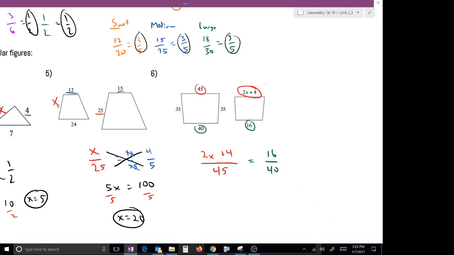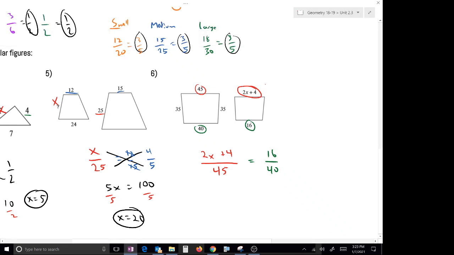Alright, let's see if we can simplify. 8 goes into 16 2 times, and it goes into 40 5 times. So that's the best I can do to simplify. Go ahead and put some parentheses around here so I remind myself to distribute and I cross multiply. So we got 5 times 2x plus 4 equals 2 times 45.